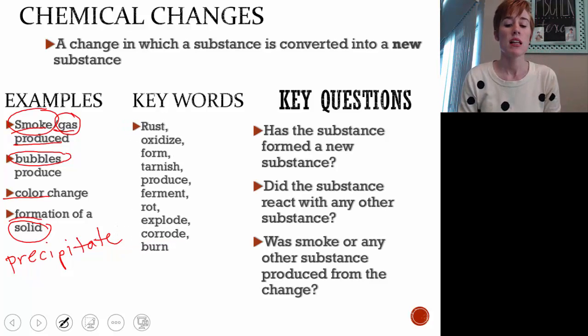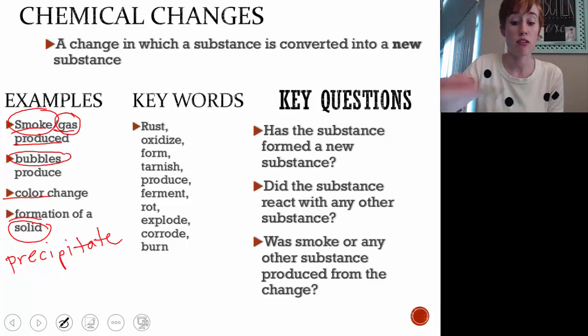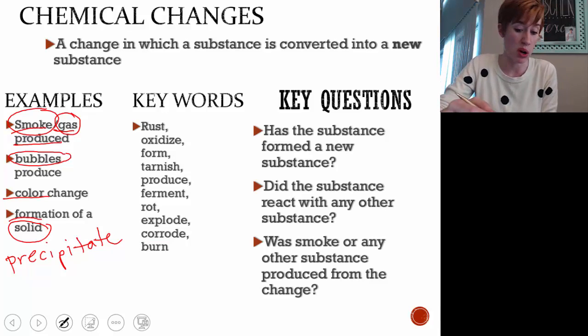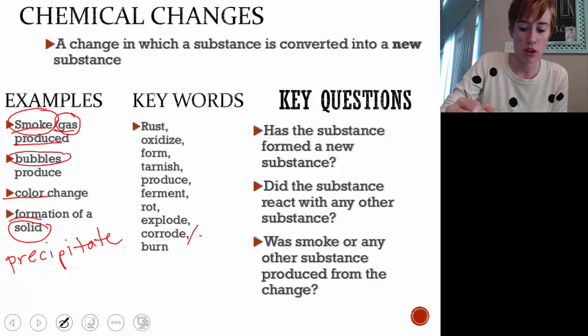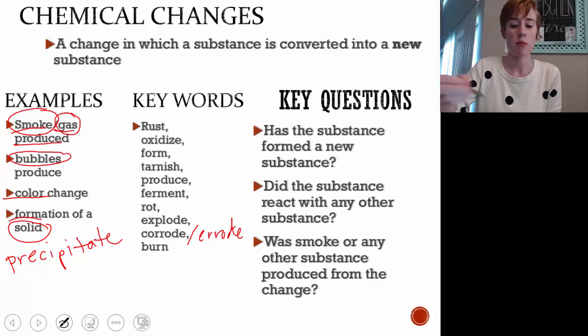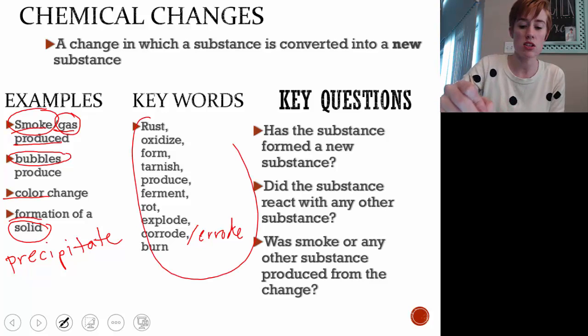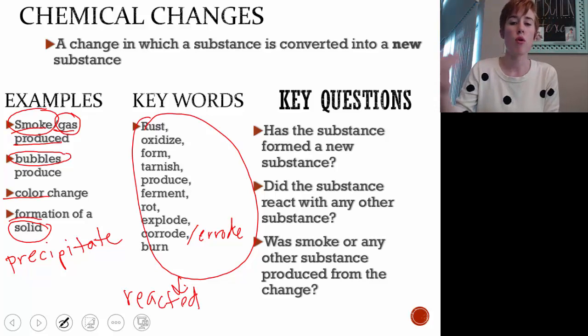There's a bunch of them, like rust, oxidize, form, tarnish, produce, ferment, rot, explode, corrode, burn. Remember, another word for corrode is erode, so you can see that word too, and that also means a chemical change. All of these, essentially what they mean is that our substance has reacted with something and formed something new. Our substance has reacted and formed something new.